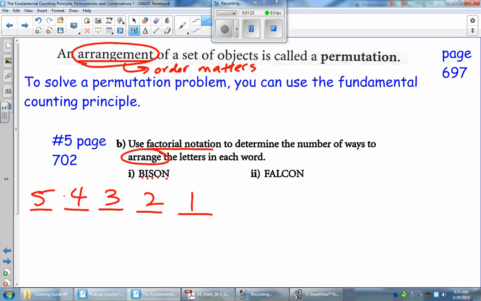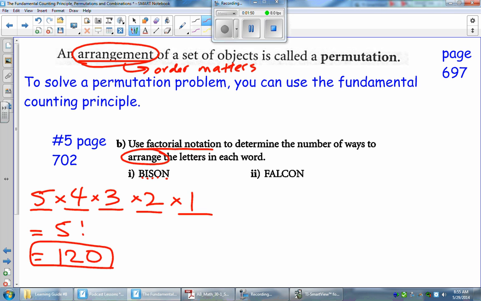So the fundamental counting principle says you want to multiply all these numbers to get the total number of ways. 5 times 4 times 3 times 2 times 1 is the same thing as 5 factorial. So if you calculate 5 factorial in your calculator, you should get a total of 120 ways of arranging the word bison. So we could say 120 arrangements, or we could say 120 permutations, as that means the same thing. Let's go to the next one here.